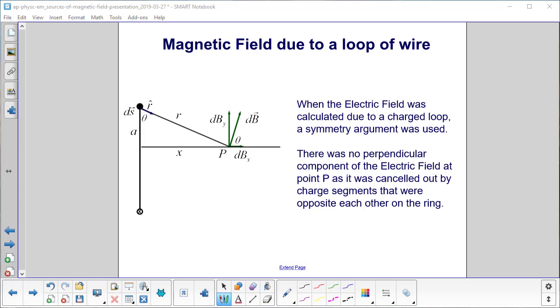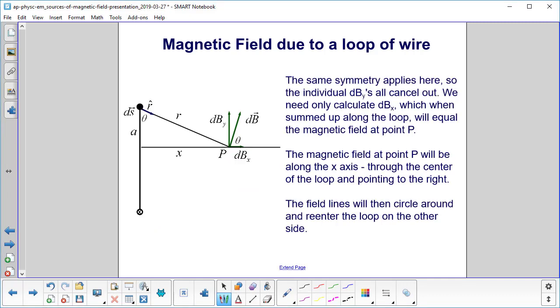We did a similar problem when we wanted to calculate the electric field at that point due to a ring of charge. And we used symmetry. In that case, there was no perpendicular component of the electric field at point P, as it was canceled out by charge segments that were opposite each other on the ring. And guess what? We have the same thing here, right? If I take a ds there, compared to this ds, what we're going to have is dB is in that direction, so our dBy's will cancel, and the dBx's will reinforce each other. Same symmetry.